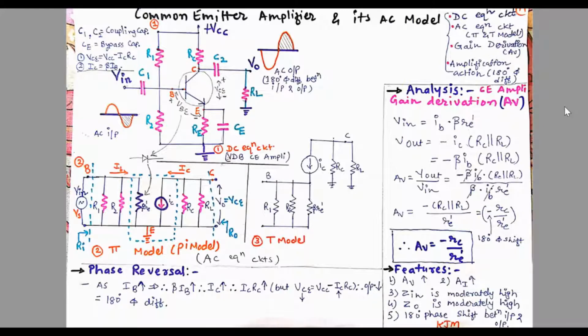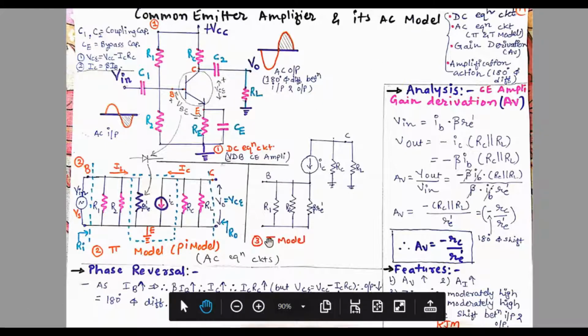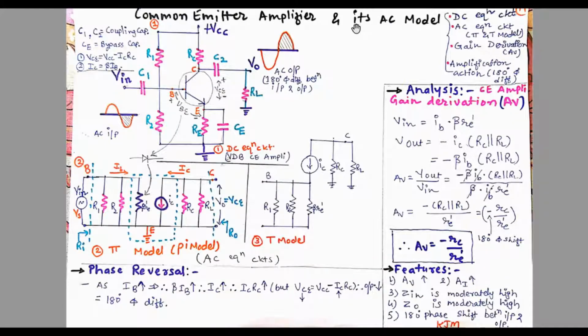So now in this lecture, particularly we will understand there are three configurations of the bipolar junction transistor: common base, common emitter and common collector. The most widely used amplifier configuration is the common emitter amplifier. So in this lecture, we will study the common emitter amplifier, its AC analysis and its AC model. In the AC model, we will draw the AC pi model and T model from the DC equivalent circuit. So let's start with the main points of this topic, common emitter amplifier.